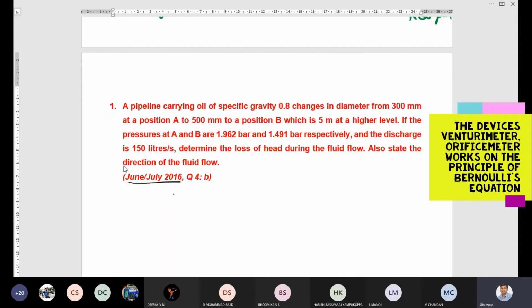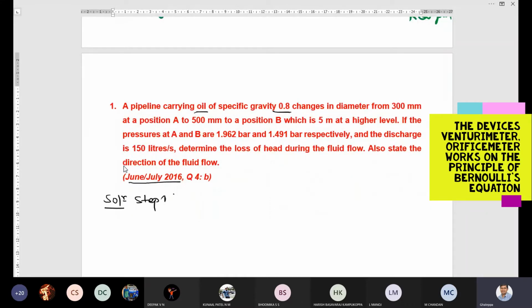So this numerical is based on fluid dynamics, that is Bernoulli's equation or maybe Euler's equation. We'll see what is asked. A pipeline carrying oil, so there is an oil of specific gravity 0.8. So now what I do, I will take one pipeline. Specific gravity solution. What is step number 1?